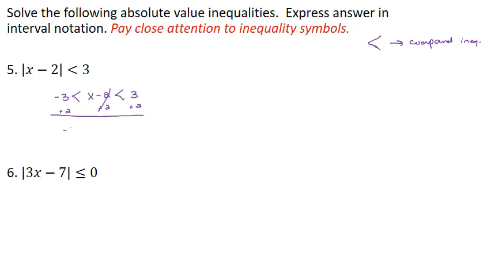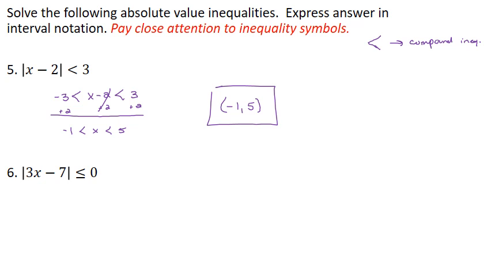And you should end up with negative 1 is less than x is less than 5. Well, negative 1 and 5 are your bounds. Neither one has an equal sign, so therefore they're going to have parentheses. So your final answer is negative 1 to 5. That's all it takes to do one like that. But where it can be tricky.